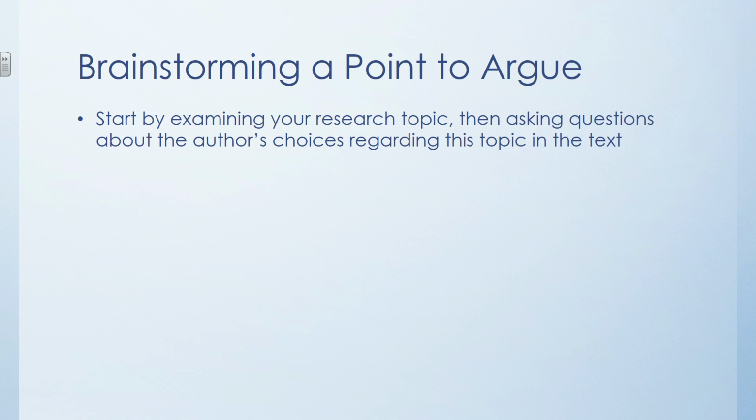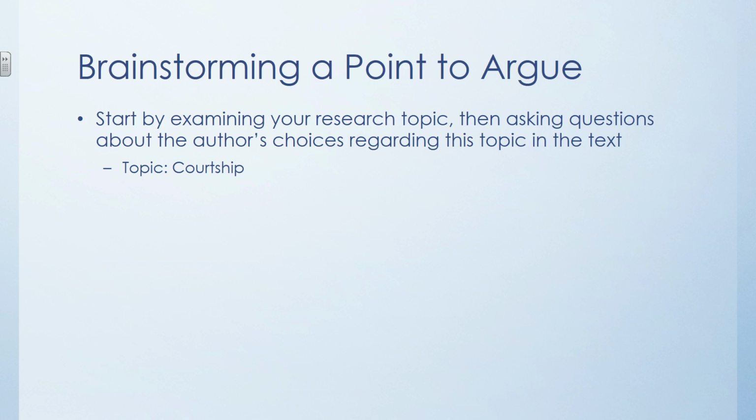So we know that Bronte is speaking about the issue of gender within the novel. Now we have to decide what choices did she make regarding that topic. So this is the process that I'd like you to walk through, and as I'm going through this, I'm using the novel Pride and Prejudice by Jane Austen as my example.